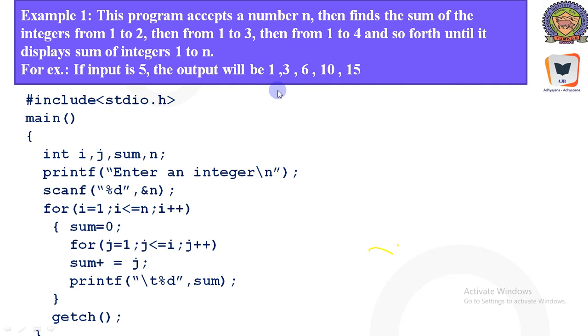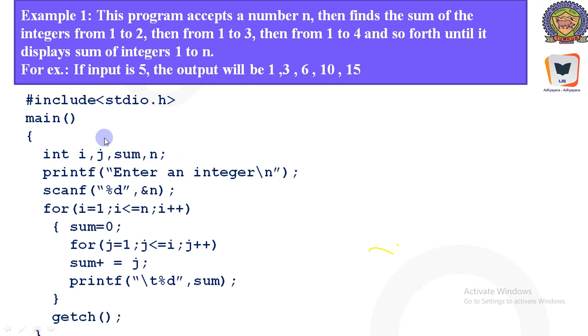The outer for loop is probably sending the first term, second term, third term, fourth term, fifth term. If the number of terms asked by the user is 5, then the outer for loop should work 5 times, and the inner for loop is meant for generating the term values. So for example, when the outer for loop is in the second cycle, the inner for loop will generate 1 plus 2 plus 3, something like this. Okay, and we will go through this program to understand how this works.